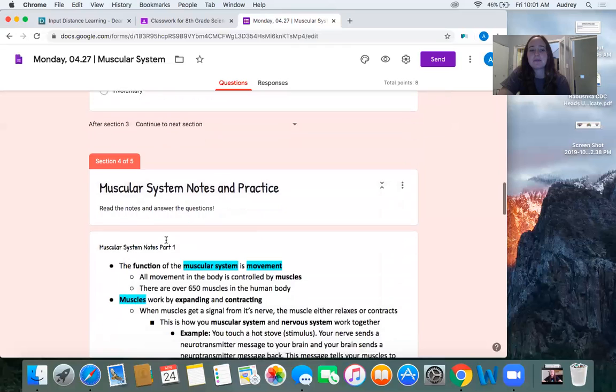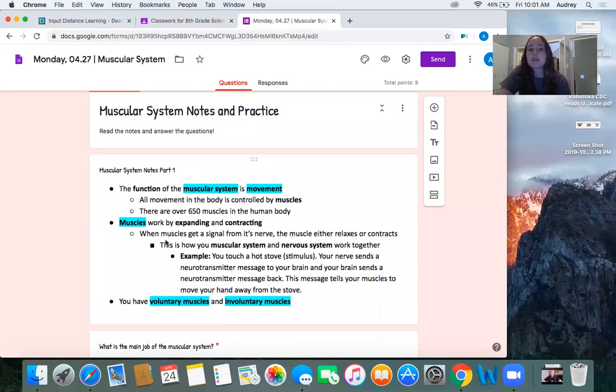But let's move on. I'm going to read these notes to you. There's three parts. That's pretty much it for today. It's pretty short. And with each part, you're going to answer a question. So I'm going to start reading to you. The function of the muscular system is movement. All movement in the body is controlled by muscles. There are over 650 muscles in the human body.